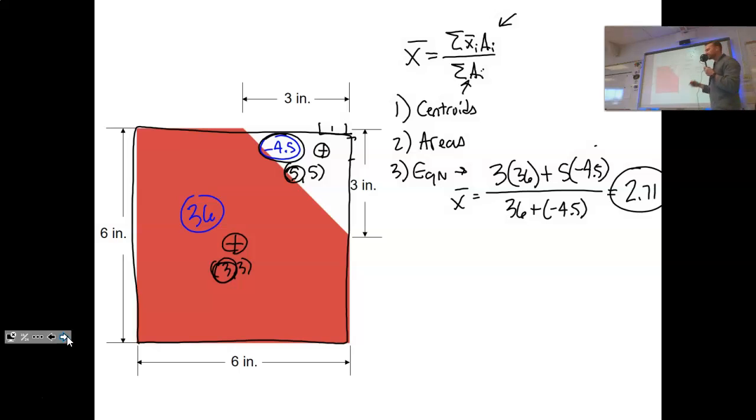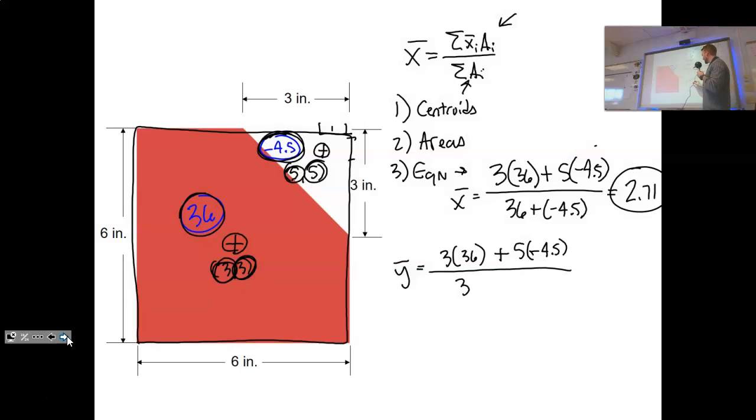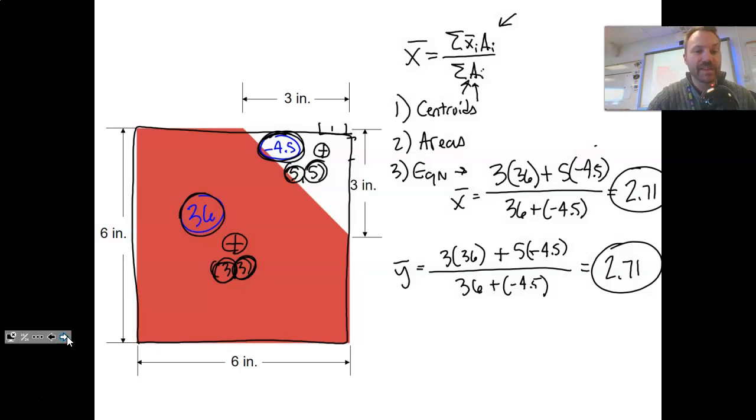If I do the y, it's the exact same thing. Take the y variable, 3, times the area, 36. Add to it the y variable, 5, times the area, negative 4.5, divided by, add up the areas. 36 plus negative 4.5. It also comes out to 2.71. So here's another way to find the centroid of an object using what's called the subtractive method. You can add a negative area, a ghost area, if you will.